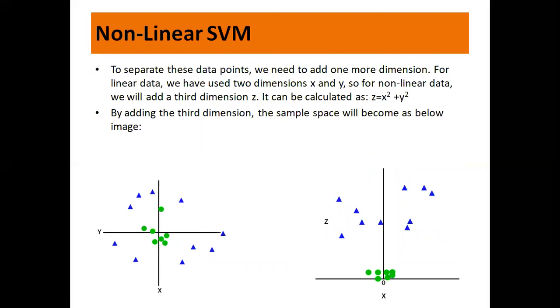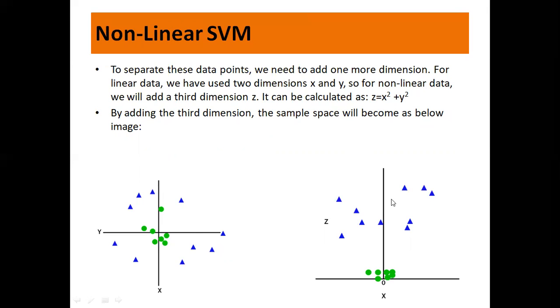In case the data is arranged non-linearly, we cannot separate it using a straight line. We cannot draw a straight line at all, as you can see in the images here, right? So to separate these data points, we need to add one more dimension. For linear data, we have used two dimensions, x and y. So for the non-linear data, as we have already seen previously, the same equation again, z is equal to x square plus y square, where the value of z will always be positive. So by adding the third dimension, the sample space will look as below. So this is the original, and this is after applying the third dimension z.